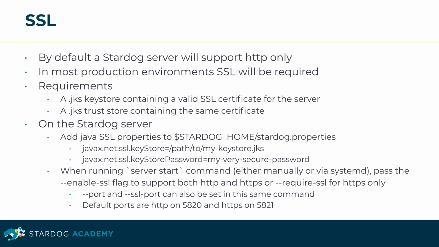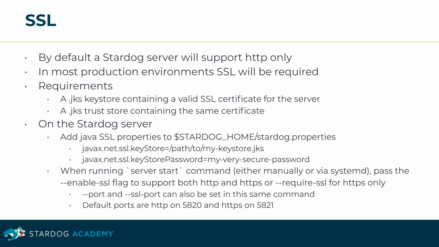When setting up your server, you will need to add the standard Java SSL store properties, either to the stardog.properties file in your Stardog home, or to the Stardog server Java args environment variable in the shell environment from which you are starting your server. These settings are javax.net.ssl.keyStore, which contains the absolute path to your .jks keystore, and javax.net.ssl.keyStorePassword, which contains the password to that keystore, if any.